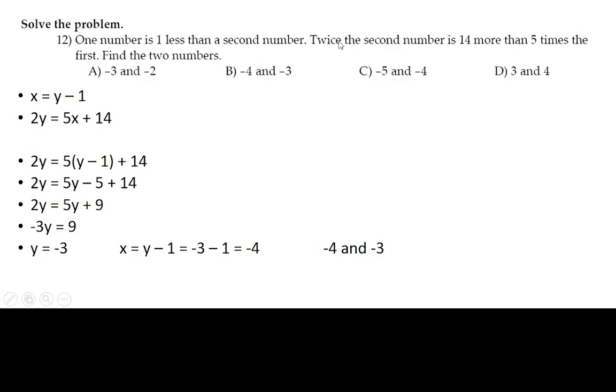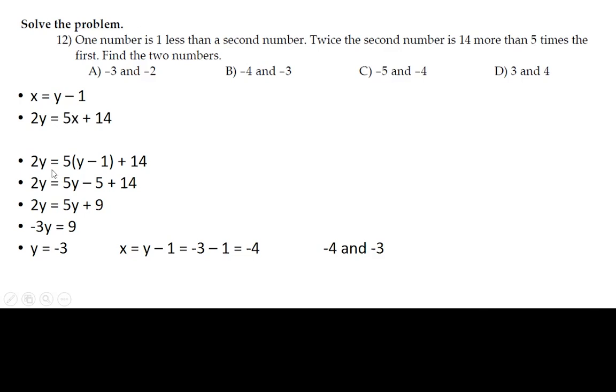And then we would have twice y is 14 more than 5 times x. 2y equals 5x plus 14. Since one of our equations is nicely in the form x equals, we can use the substitution method to solve this system. X is y minus 1, so plug y minus 1 in for x in the second equation.